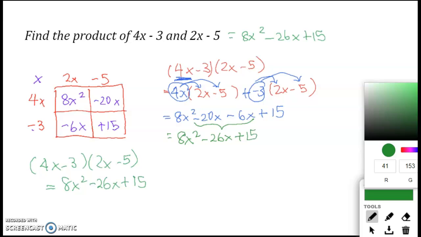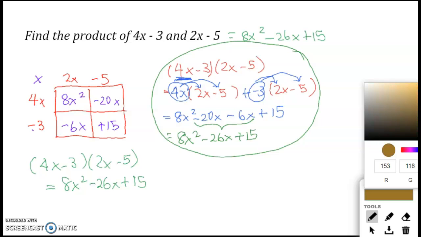Okay, so you could be asking, why do I need to learn both? Well, you're going to find that the distributive method is going to be much quicker to do, and it's a lot more algebraic, while the box method or the area model is a lot more tedious.